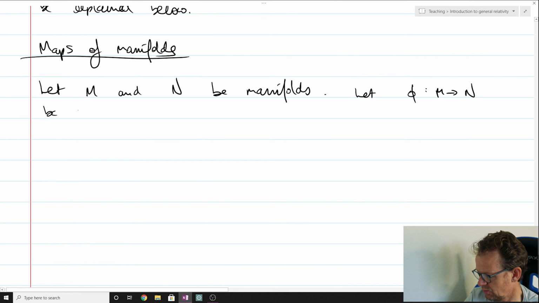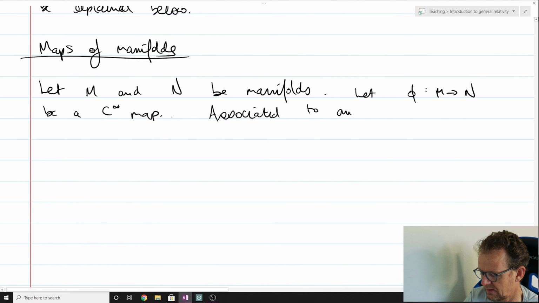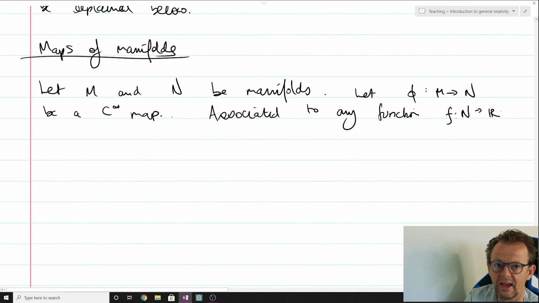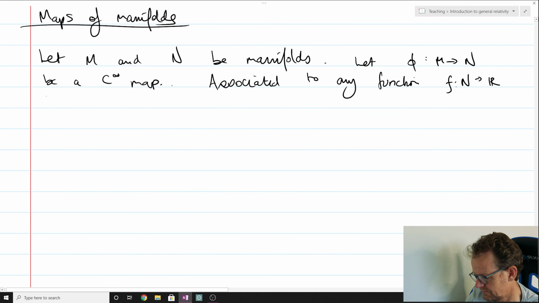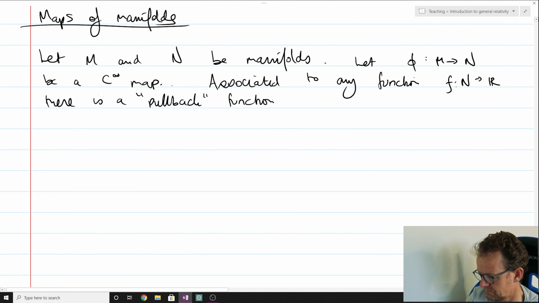Let phi: M to N be a smooth map. From M to N, then the first thing to note is that associated to any function on our target manifold N, given any arbitrary function on N, there's actually implicitly via phi a function on M. A so-called pullback function, f composed with phi, and if you check where the arrows go, everything works out, right?